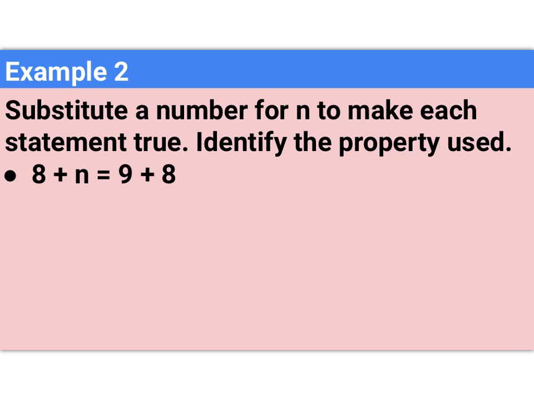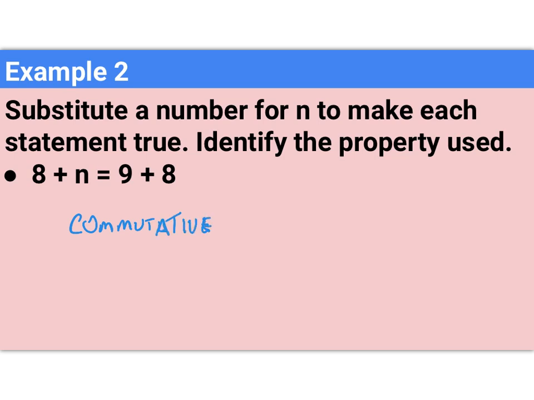Okay, substitute a number for n to make each statement true. So we got 8 plus n equals 9 plus 8. So this must be 8 plus 9 because that's the missing number. All right, and what property is this? This is the commutative property of addition, commutative. The word commute.